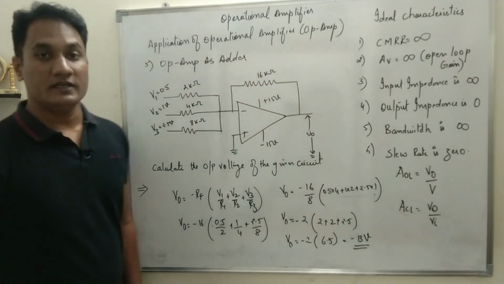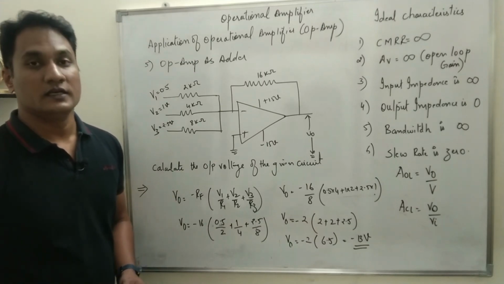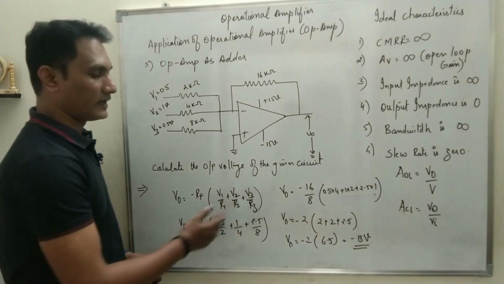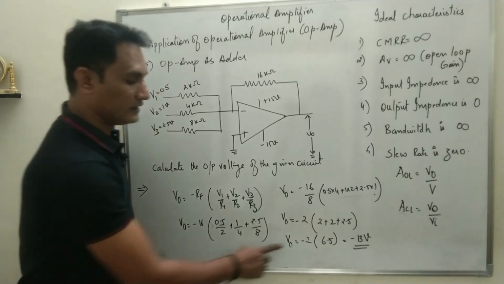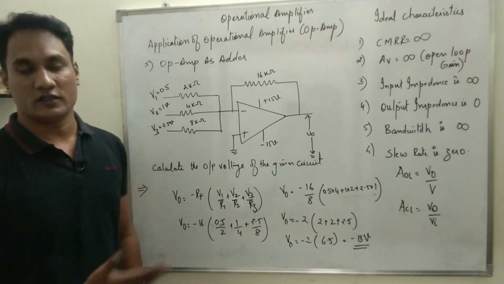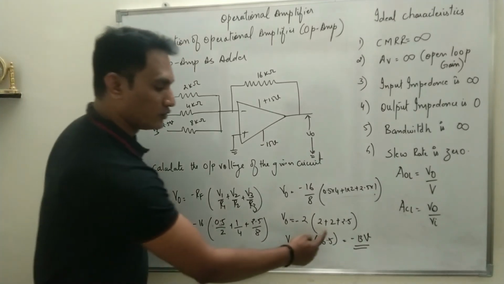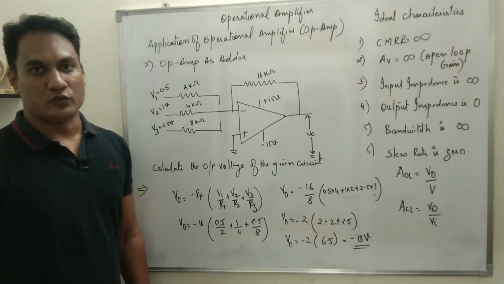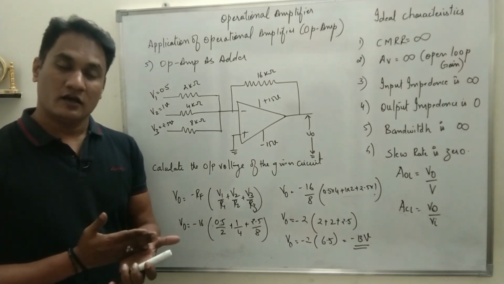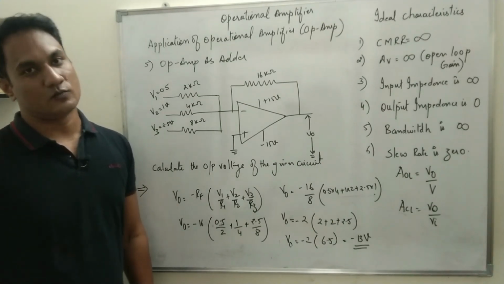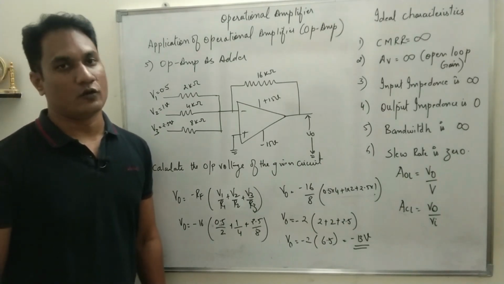So the output will be the addition of all the 3 input voltages with a gain factor. Of course, the gain factor here is 2. The gain factor is 2. If you keep all the values of resistance the same, the output voltage would be 6.5, which is the addition of all the 3 input voltages. So it can be used as an adder or it can be used as an adder amplifier. Okay, so both operations can be performed. I hope you have understood.